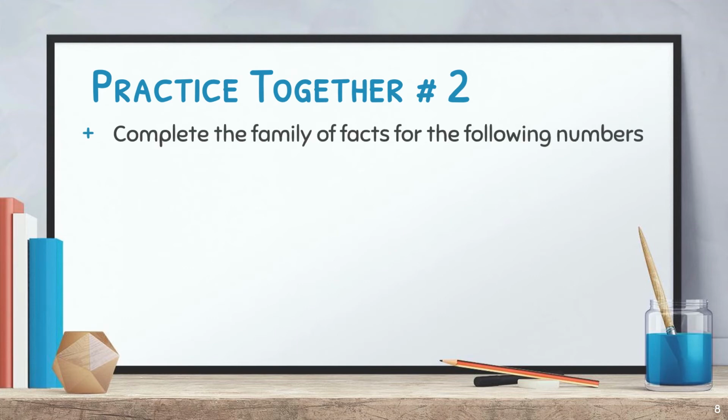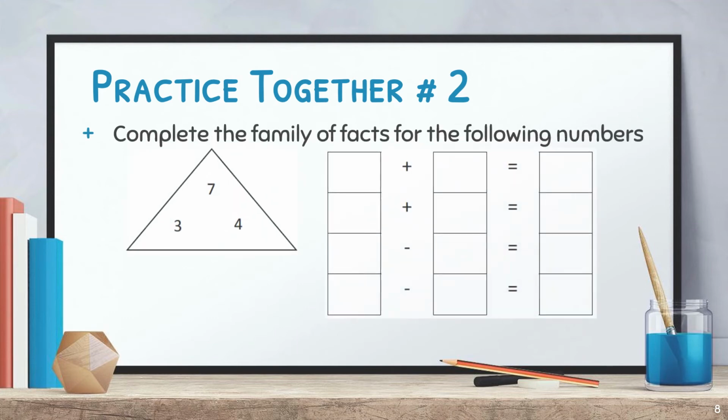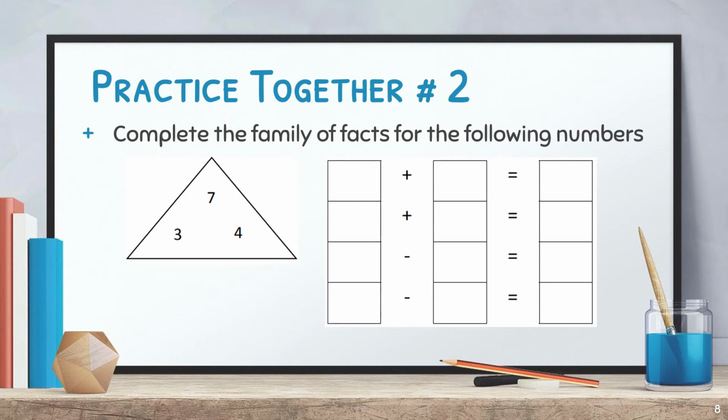Practice problem number 2, complete the family of facts for the following numbers, 7, 3, and 4. This is addition and subtraction. I want you to try it, and when you come back, I'll show you what you should have written down.